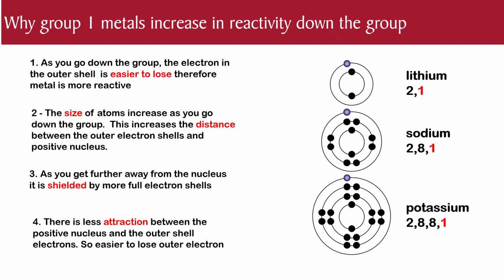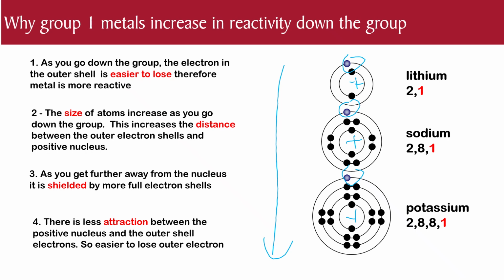So what you've got in the centre of lithium is a positive in the middle, and a positive in the sodium and a positive in the potassium. That looks like a -1, but it's a positive. Now, the reason why potassium is more reactive is that as you go down the group, the electron in the outer shell is easier to lose.